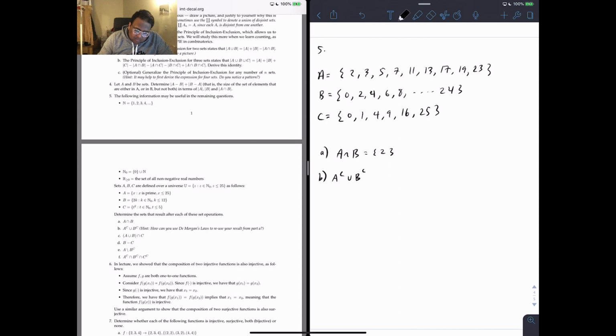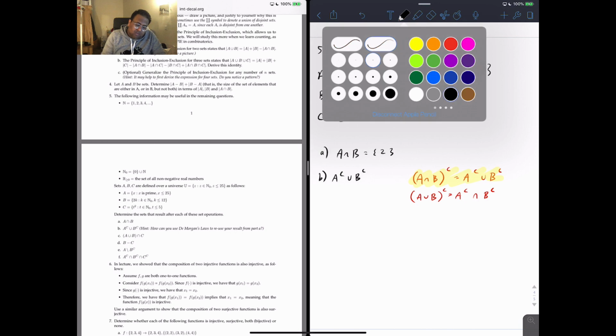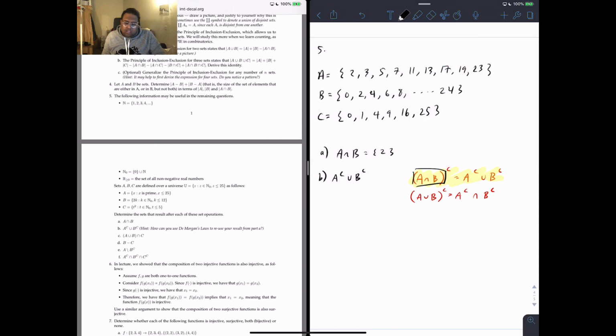We were told in lecture that De Morgan's laws state the following. Okay, it tells us that the complement of an intersection can be written as the union of two complements, and the complement of a union can be written as the intersection of two complements. Okay, so in this question, the first one actually applies because we already determined what the result of A intersect B was, right? A intersect B was just the set of the number 2.